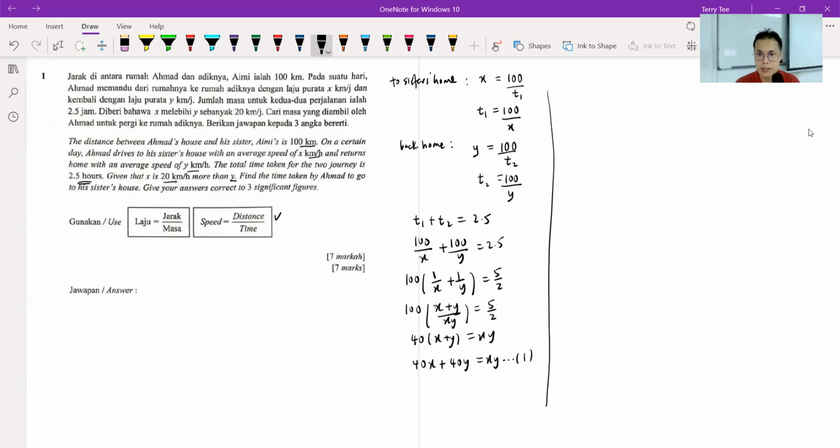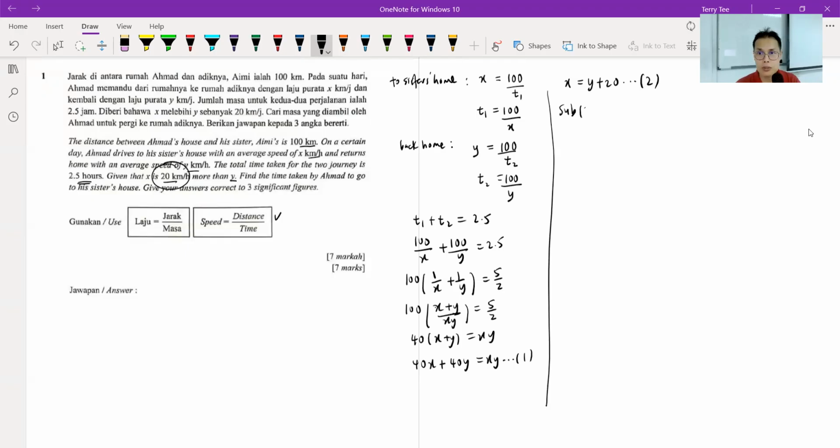So I need a second equation. The second equation will be the difference between the speeds. It is given that X is 20 kilometers per hour more than Y. So we know X is Y plus 20, and we can call this equation number 2.